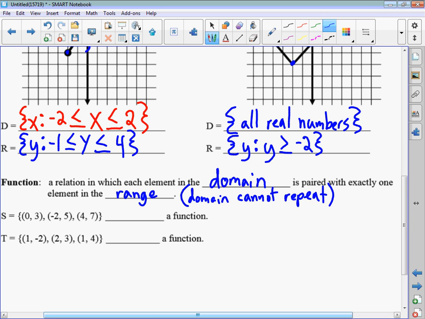So looking here, we're looking only at the domain to see if we have a function. 0, -2, 4. There is no repeating number in those x values, so this is a function. If we look at t, I have 1, 2, 1. 1 is a repeating domain, so this is not a function.